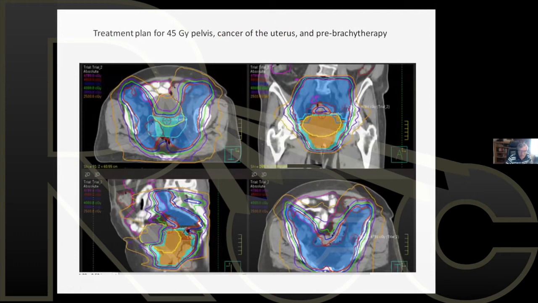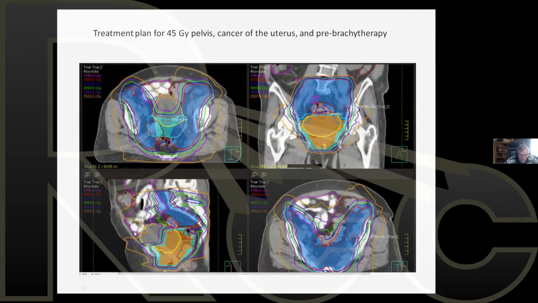Here's what our fields look like. This was a volumetric modulated arc therapy, VMAT IMRT. And the nodes were contoured. Where the uterus was, the tumor bed was contoured. And we want to give dose to the pelvis, to the nodes, and we'll follow it up with a brachytherapy boost. But this is what it looks like.